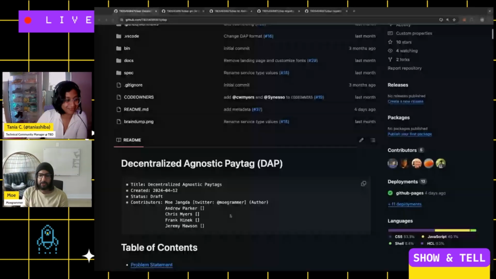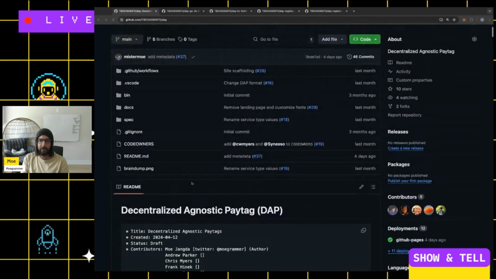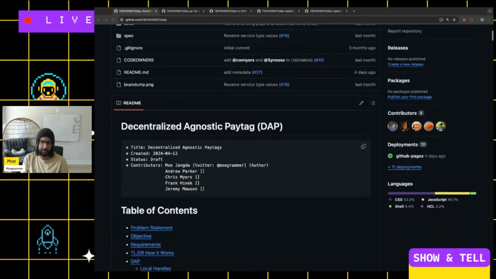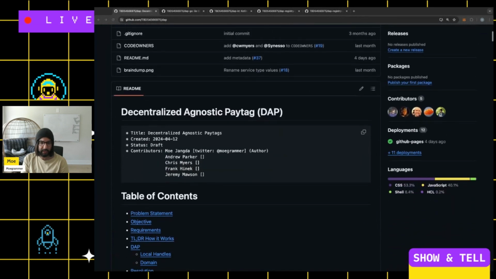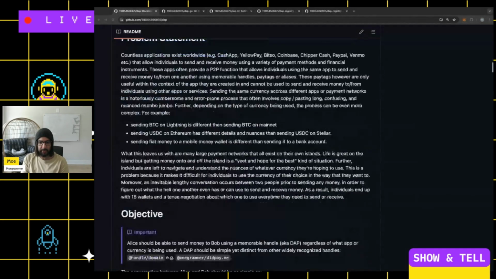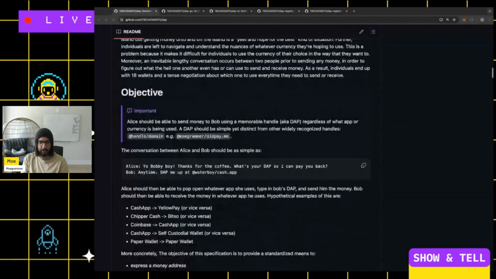Awesome. So let's go ahead and start the show and tell portion. Yeah, sure. So what I have up on my screen right now is the DAP spec. Again, DAP is short for Decentralized Agnostic Paytag. There's quite a bit here, but I'll just jump into the thick of it.